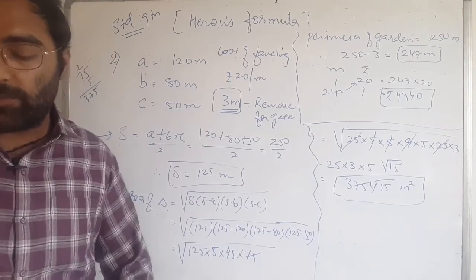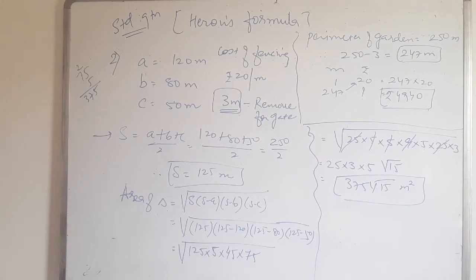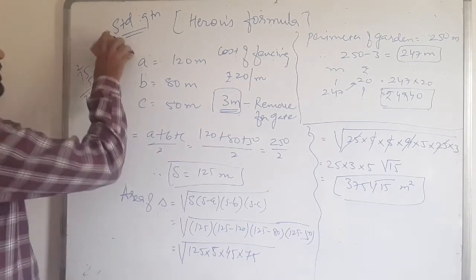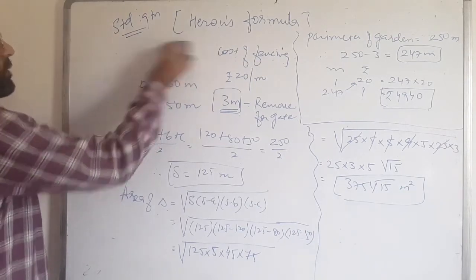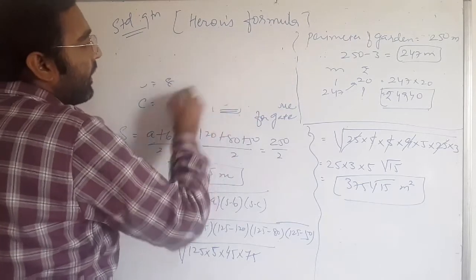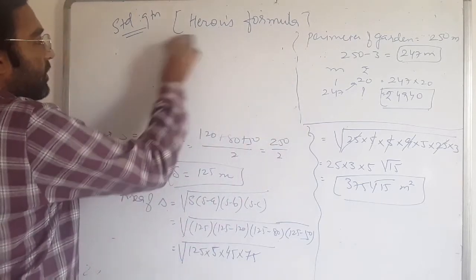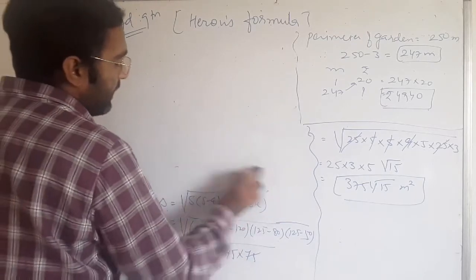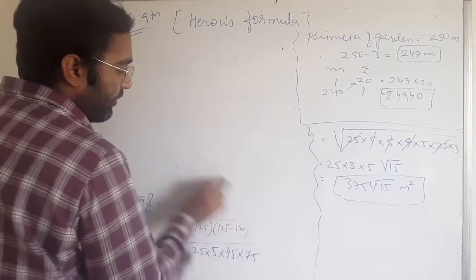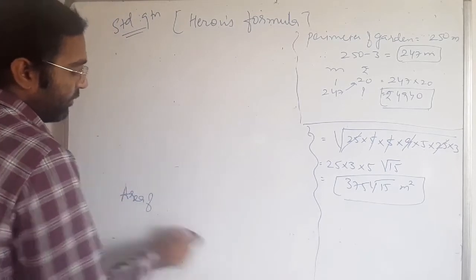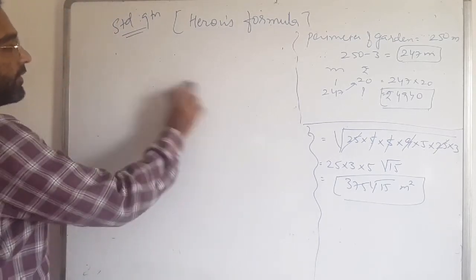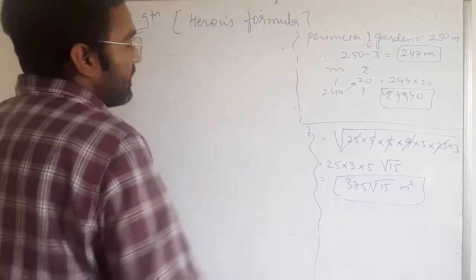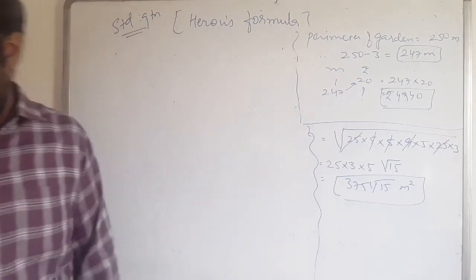Done, okay. Now we have to move to the last question from your textbook for the first exercise, and after that we move to the second exercise, the area of quadrilaterals. Now after that we find the area of the quadrilaterals for the second exercise.